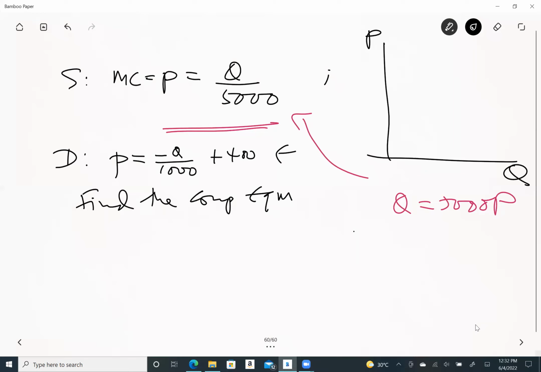Okay, you do the rewriting. Did you get negative Q over 1,000 plus 400? Or you don't? If you don't, I will read mine. Probably I was not right.